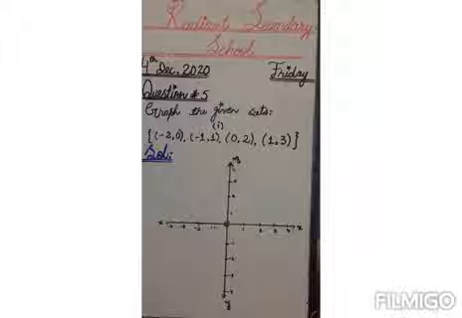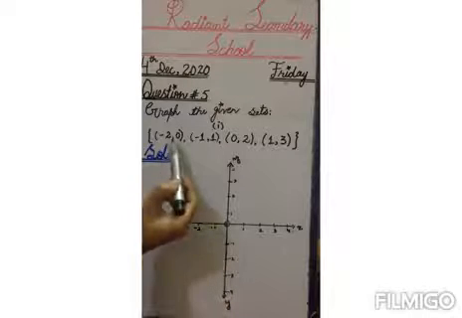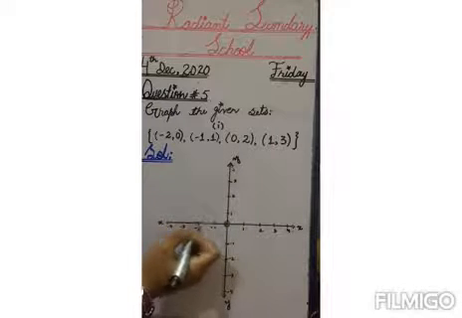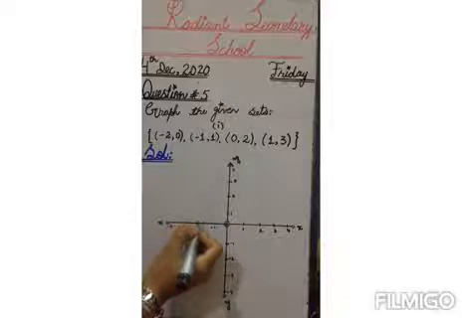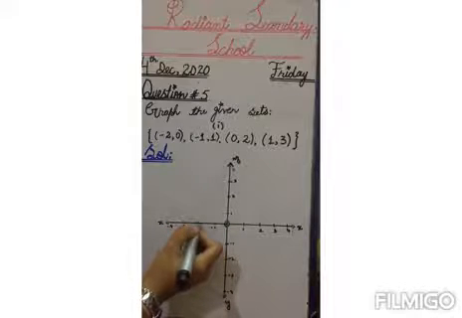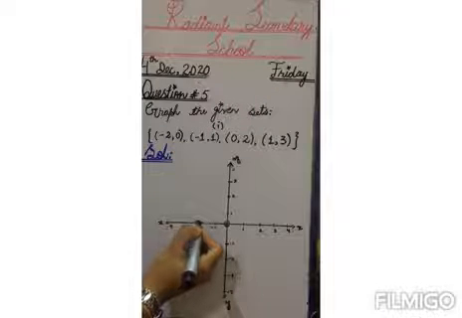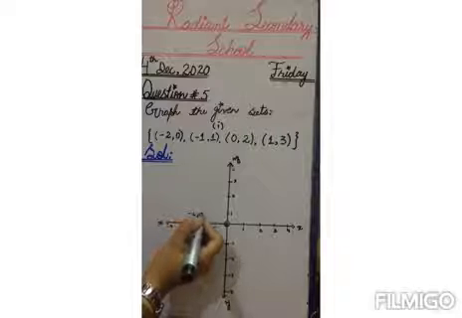Now class, question number 5 of review exercise 7 says that we have to graph the given sets. In the first set we have 4 pairs. The first pairs are (-2, 0), (-1, 1), (0, 2) and (1, 3). We will first of all plot this pair, which says that x is -2 and y is 0. X is -2 on the negative x axis and y is 0, which means that the point will lie here on the negative x axis. (-2, 0) will be here.